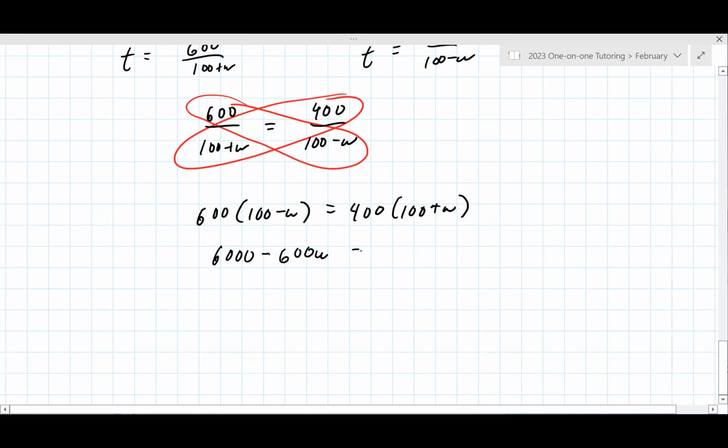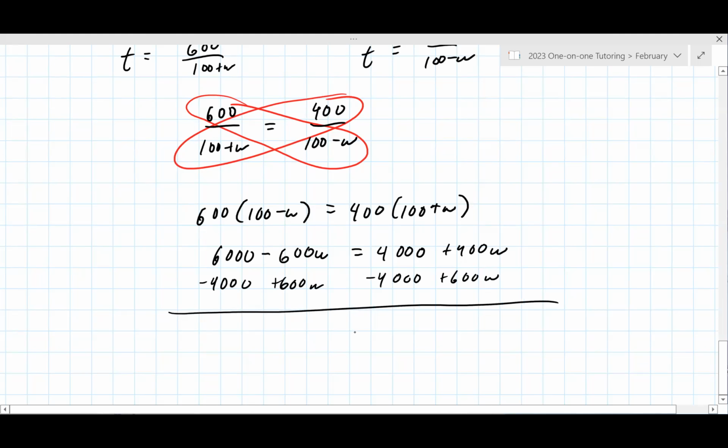6,000 minus 600 W. 4,000 plus 400 W. So move the 4,000. Add the 600 W. And you get 2,000 equals 1,000 W. So W equals 2.